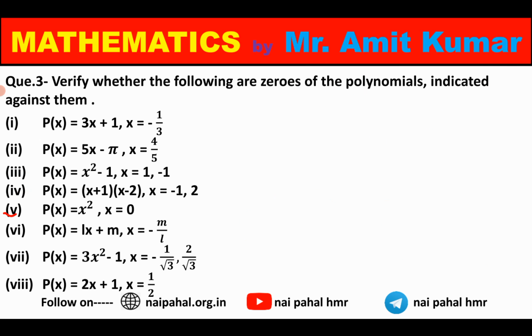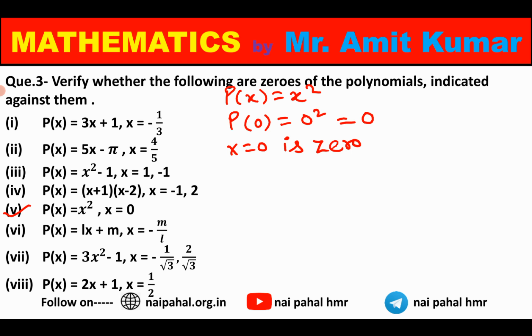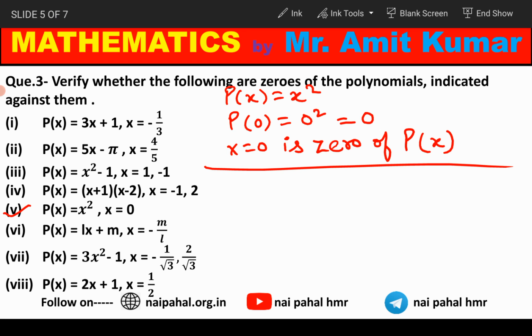Part number 5, where we are given Px is equal to x square, where the value of x is given as 0. So Px is equal to x square, where we take x is equal to 0, then square of 0 is equal to 0. So you can say x is equal to 0 is a zero of polynomial Px. Let's move on to the next part of it.